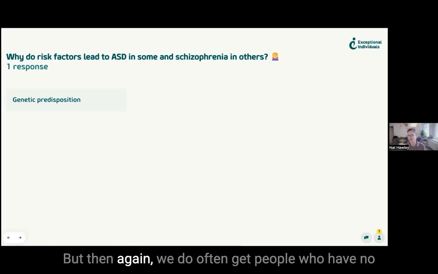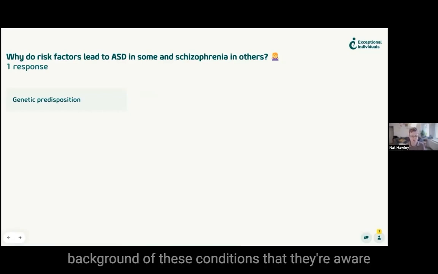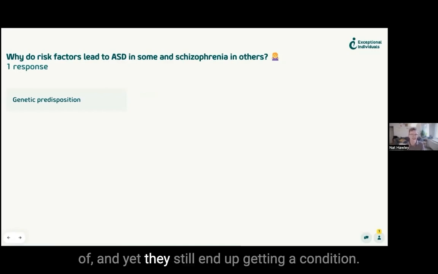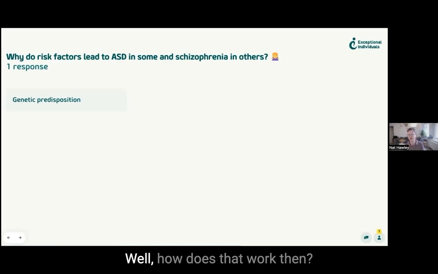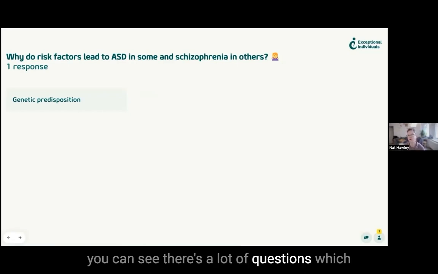But then again, we do often get people who have no background of these conditions that they're aware of, and yet they still end up getting a condition. We also know that you could have autism and schizophrenia. Well, how does that work then? So you can see there's a lot of questions which are very grey or we still need answers for.